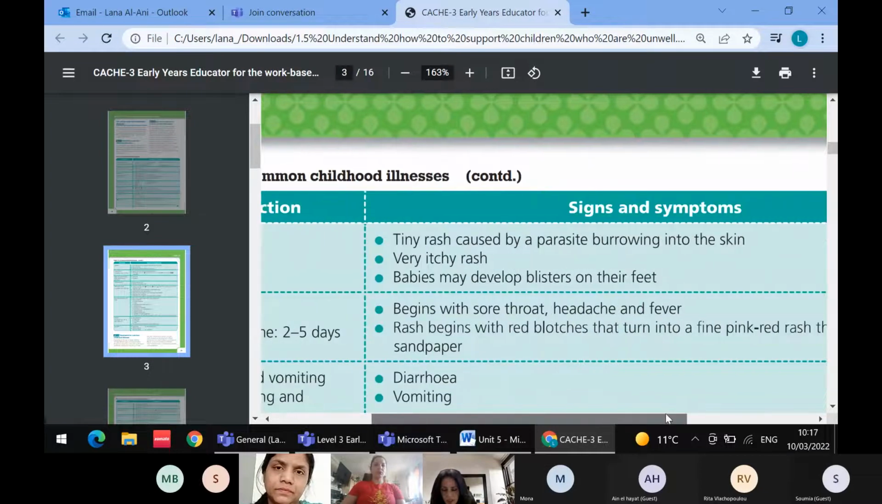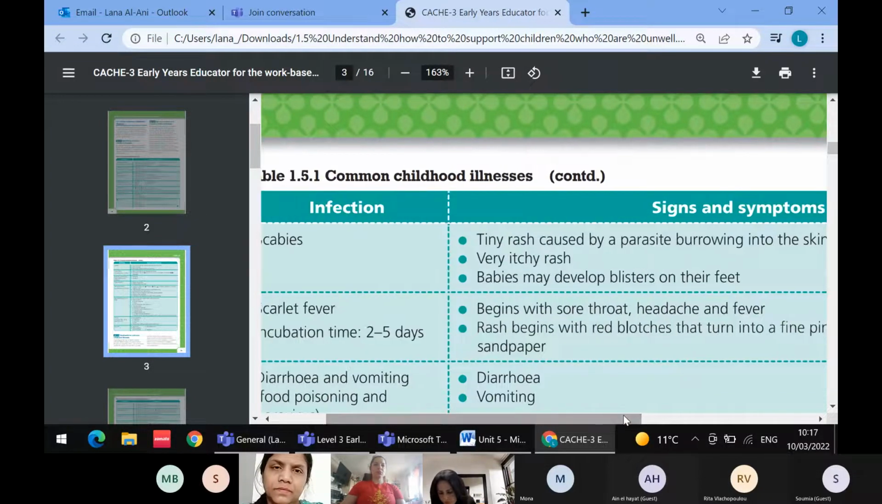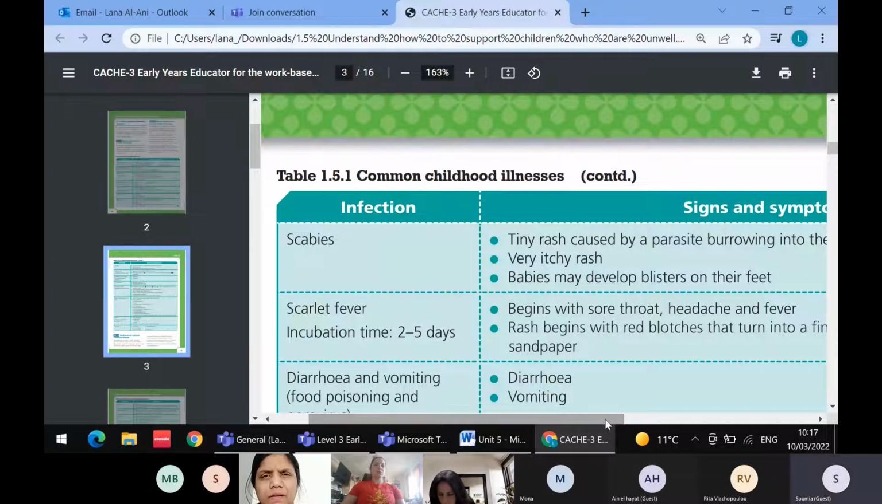How about scabies? Do we know anything about scabies? Yeah, it is a bacterial infection. Okay. And it's a rash. What are the symptoms on the child? They will have a tiny rash, and very itchy, and also the child might develop blisters on the feet.